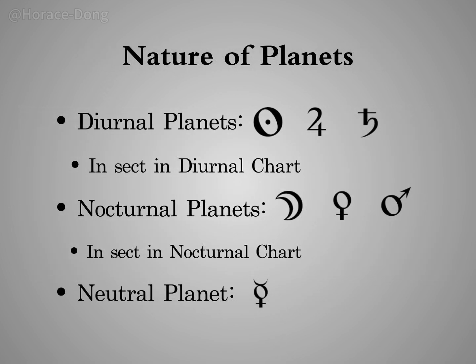And these are the nature of the planets. The Sun, Jupiter, and Saturn are the diurnal planets. They will be in their sect when it's a diurnal chart. And the Moon, Venus, and Mars are the nocturnal planets. They will be in their sect when it's a nocturnal chart. Plus, we don't really judge Mercury since it's a neutral planet.